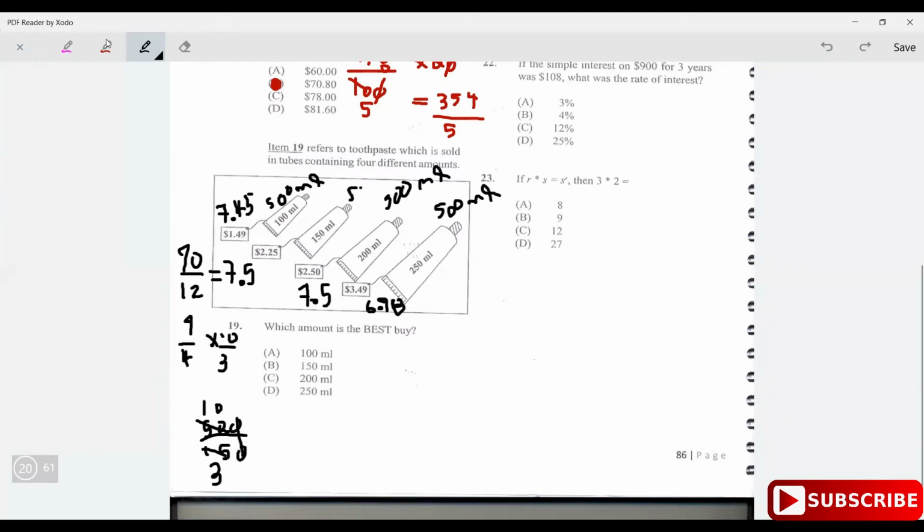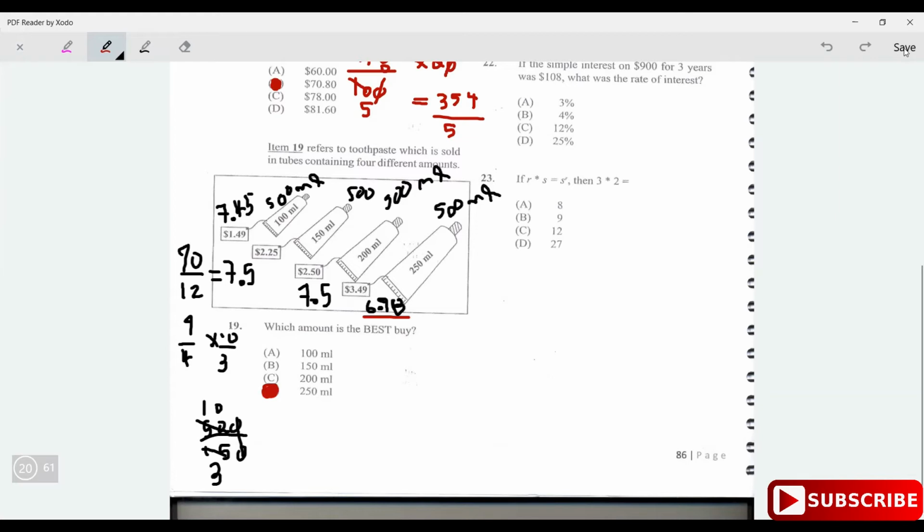So the best buy, of course, is this one, 6.98. So let's buy one big toothpaste. Always remember, it's always better to just buy one big one instead of adding up the small ones to get this amount of volume.